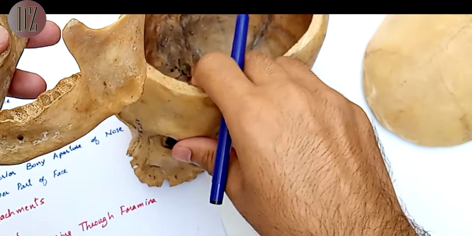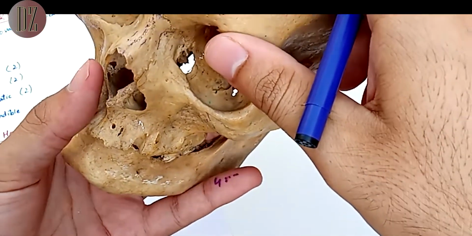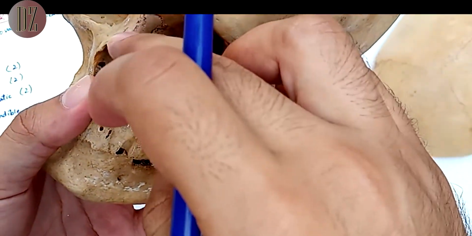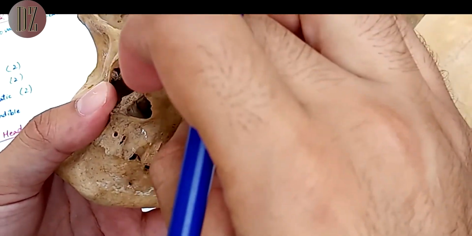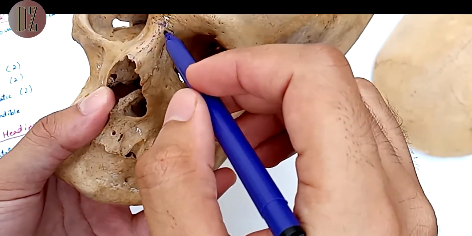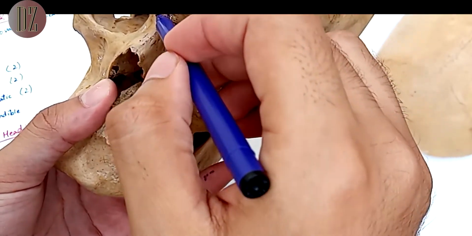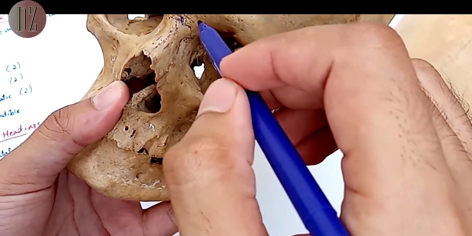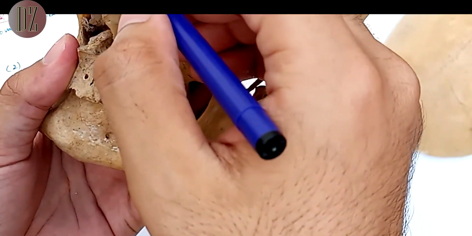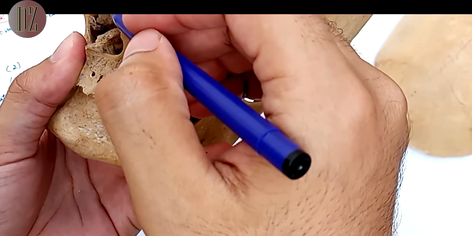Now we'll discuss the sutures which are present in the Norma Frontalis. First of all, the internasal suture, where two nasal bones are joined, and then the frontonasal suture, between the frontal bone and the nasal bone. This is the frontonasal suture. Nasomaxillary: this is the nasal bone and this is the maxilla. This suture is called the nasomaxillary suture.